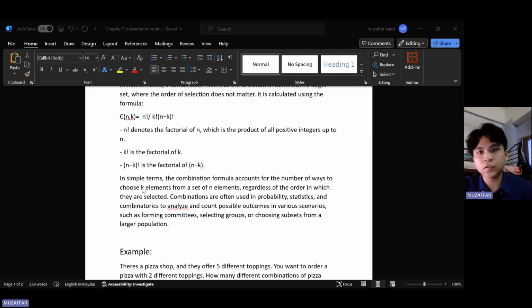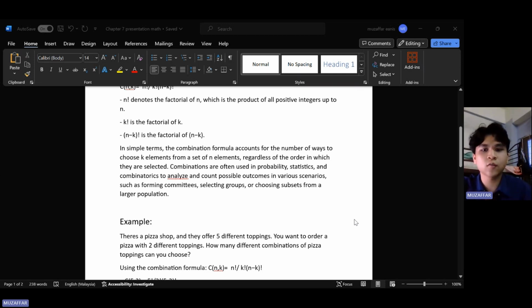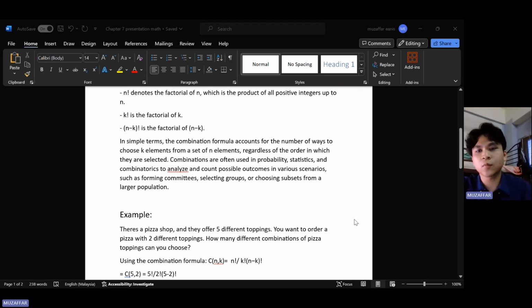In simple terms, the combination formula accounts for the number of ways to choose k elements from a set of n elements, regardless of the order in which they are selected. Combinations are often used in probability and statistics to analyze and count possible outcomes in various scenarios, such as forming committees, selecting groups, or choosing subsets from a larger population.